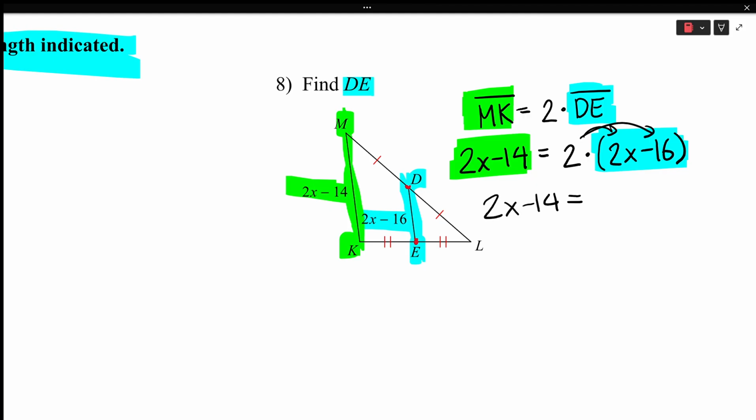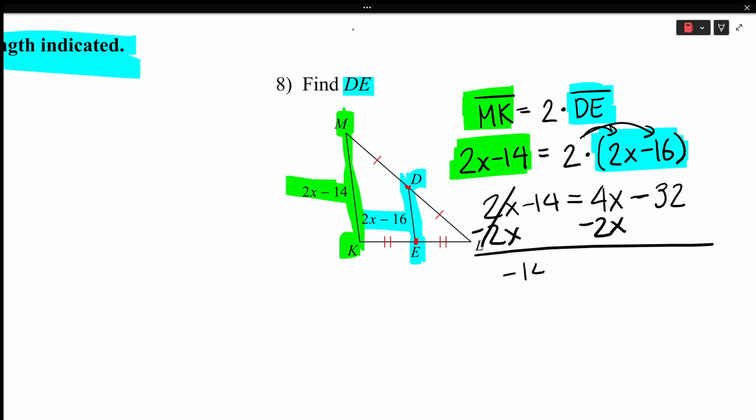I don't need to explain distribution property anymore. You should know this by now. 2 times 2x, that's 4x, minus 2 times 16, that's 32. And now it doesn't really matter what you start with. You could do anything, right? I could eliminate 2x. I could eliminate negative 14. I could eliminate 4x. I could eliminate negative 32. I'm just going to start with this, okay? It really doesn't matter as long as you're doing the algebra correctly.